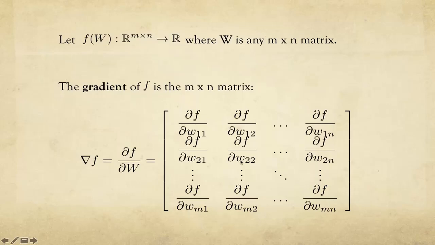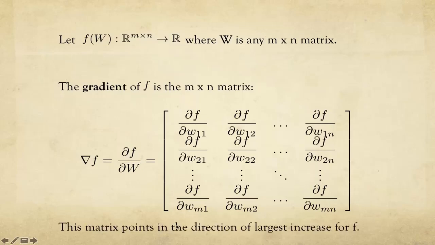In other words, the interpretation is still the same. It represents the direction that I move in the w direction that will help me increase f the fastest. So this matrix points in the direction of largest increase for f. This is what we're going to use because, as we remember, our functions are functions on matrices.